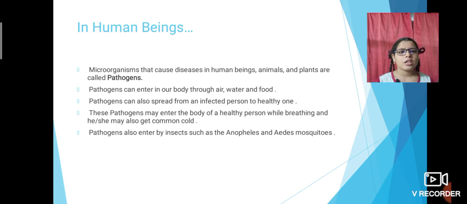Pathogens can also enter through insects such as Anopheles and Aedes mosquitoes. Anopheles and Aedes are some examples of types of mosquitoes. So how do pathogens enter through these mosquitoes?